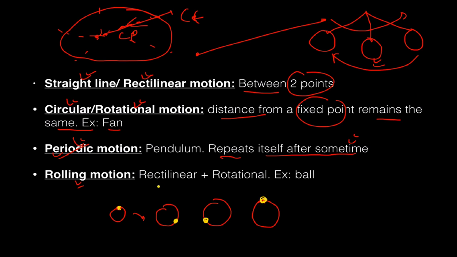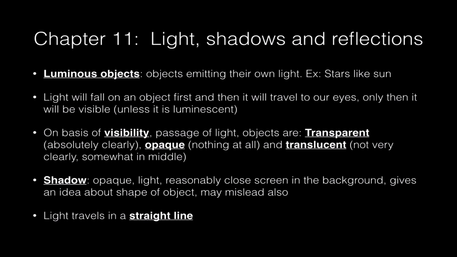So as you can see, it is both a rectilinear motion because it moves in a straight line, as well as a rotational motion because this point is moving. Example, a ball rolling, or a wheel moving, etc. So these are the four basic types of motion. There are other types of motions also which you read in higher level physics, but this will suffice for now.